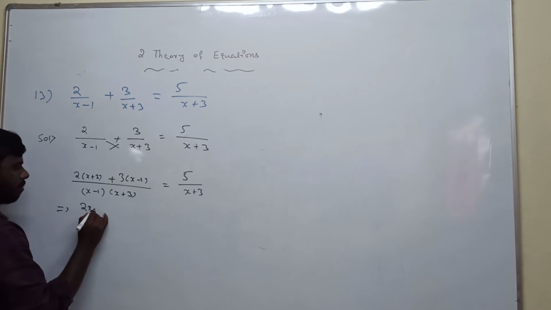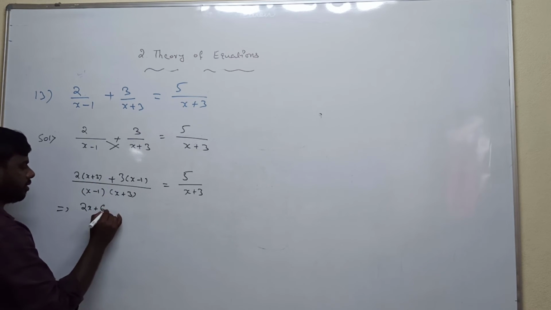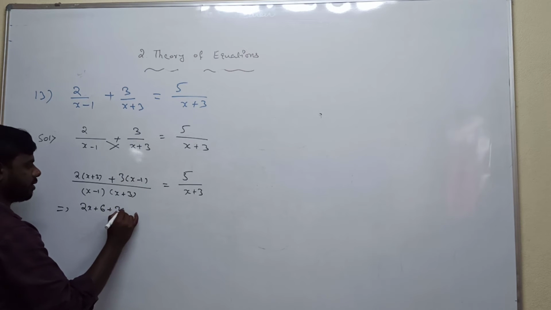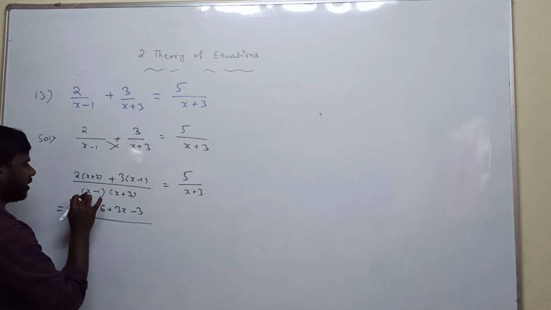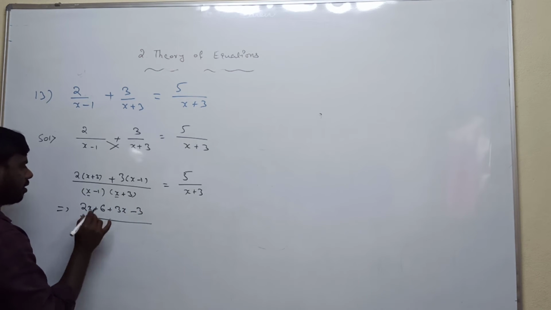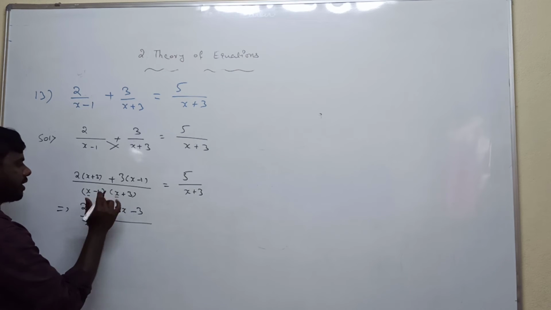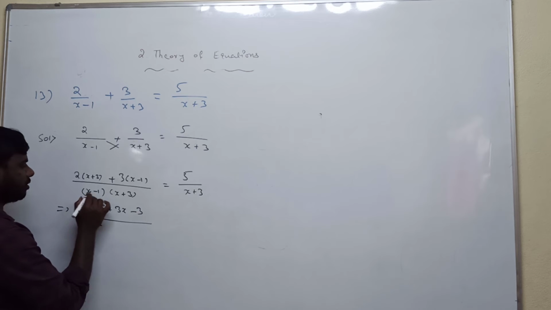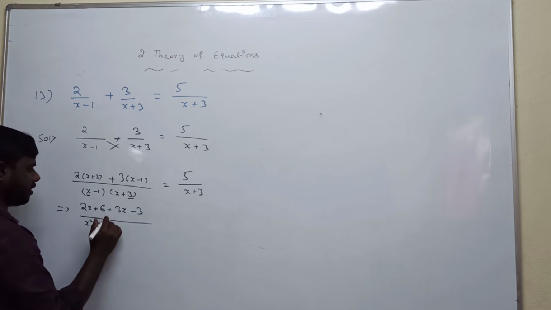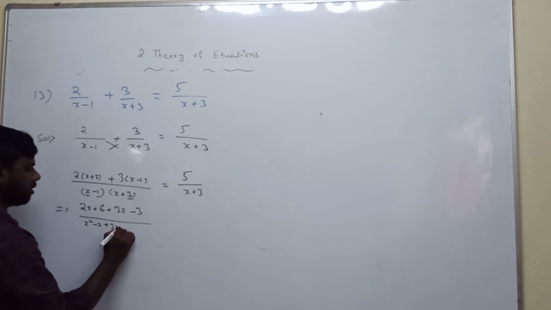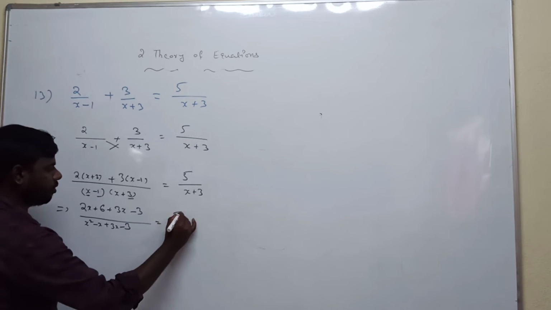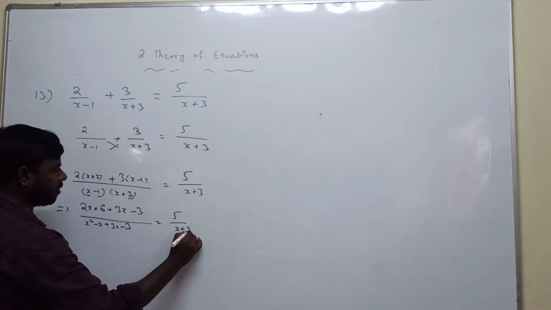2x plus 6 plus 3x minus 3. The denominator also needs a product. First element into first one: x into x, x square. Second element into first: minus 1 into x is minus x. The first element is over. Next, first element into second element: x into 3 is 3x. Second element into second: minus 1 into 3 is minus 3, is equal to 5 by x plus 3.